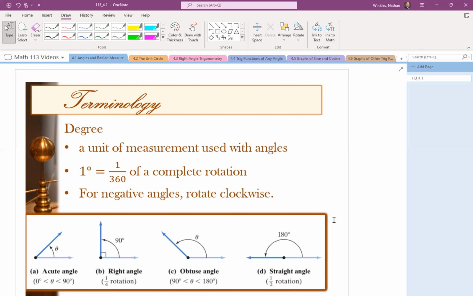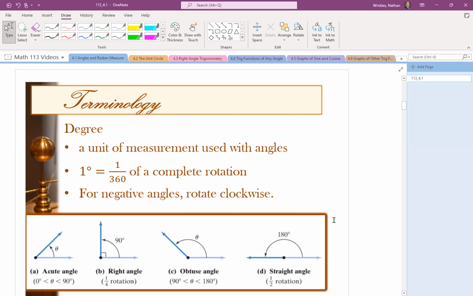So for positive angles, we're going to go counterclockwise. For negative angles, we're going to go clockwise. So we just have to make sure we understand which way we're going, depending on if we have a positive or a negative angle. With that, we've got different types of angles that have different special classifications.